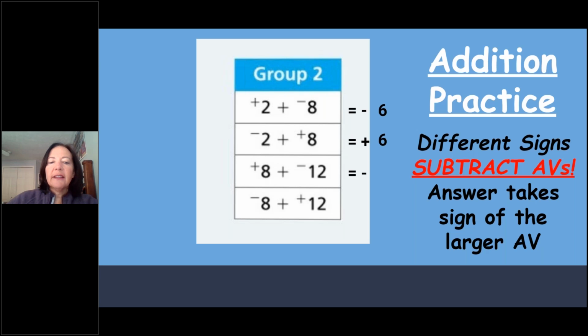Negative is correct. So now when we subtract those absolute values, what's that going to be? Is it negative 4? Nice job. Now, how about negative 8 plus positive 12? What's that answer going to be? A positive 4. Perfect. Nice job.